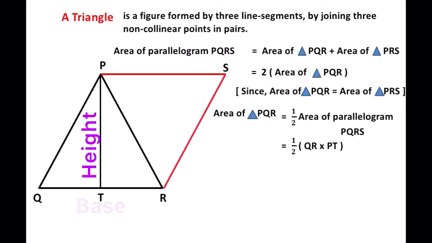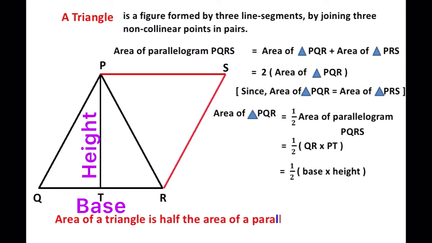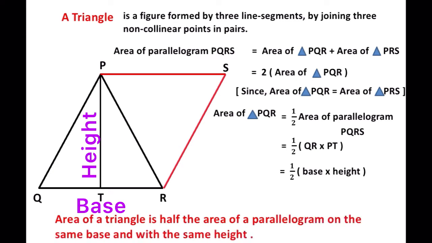But QR is the base and PT is the height. Hence, area of triangle PQR is equal to half base multiplied by height. Hence, we can say that the area of a triangle is half the area of a parallelogram on the same base and with the same height.